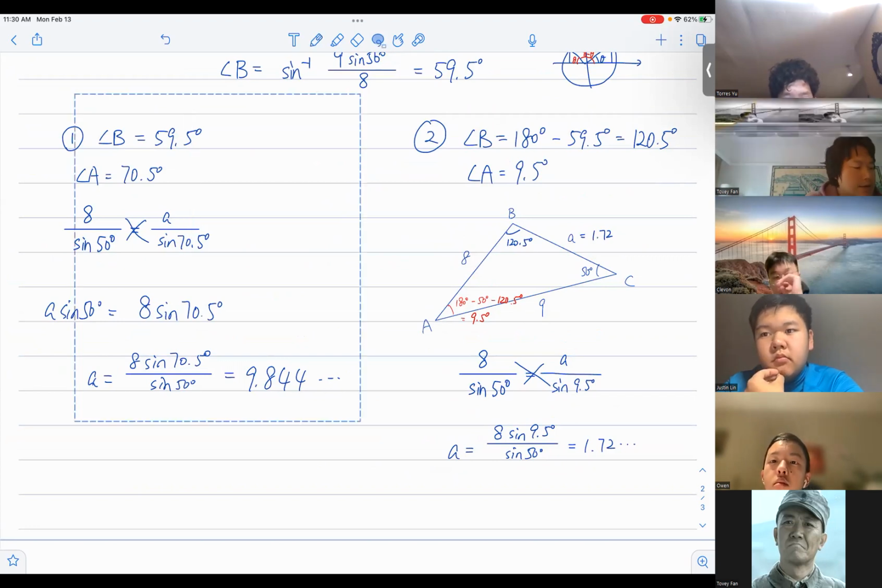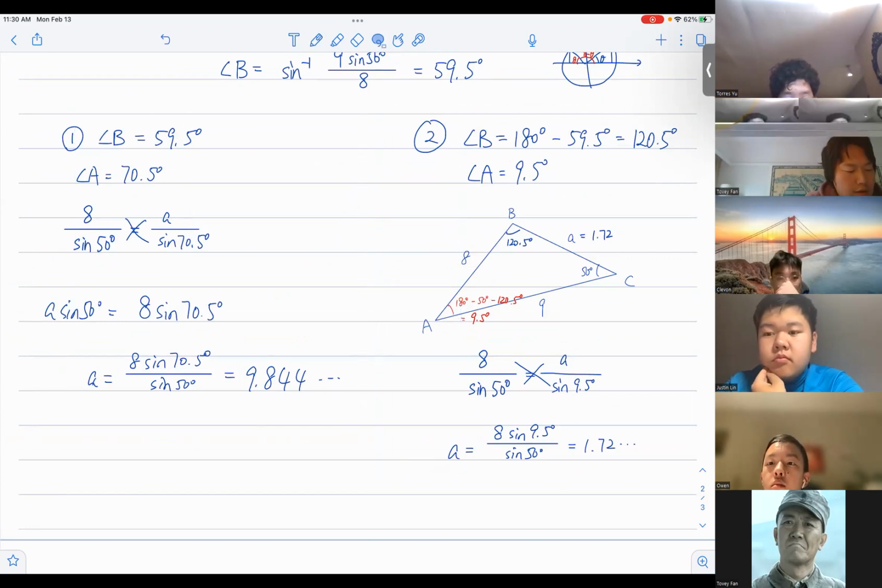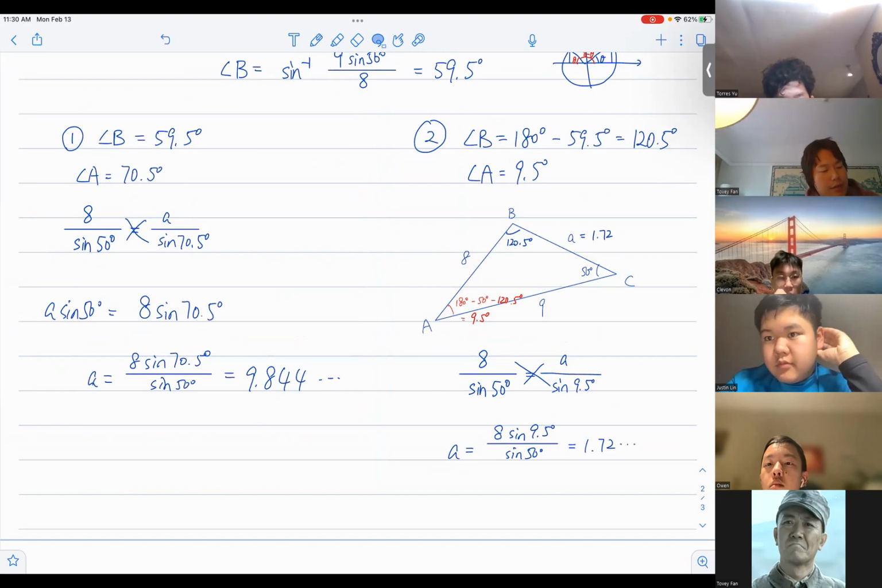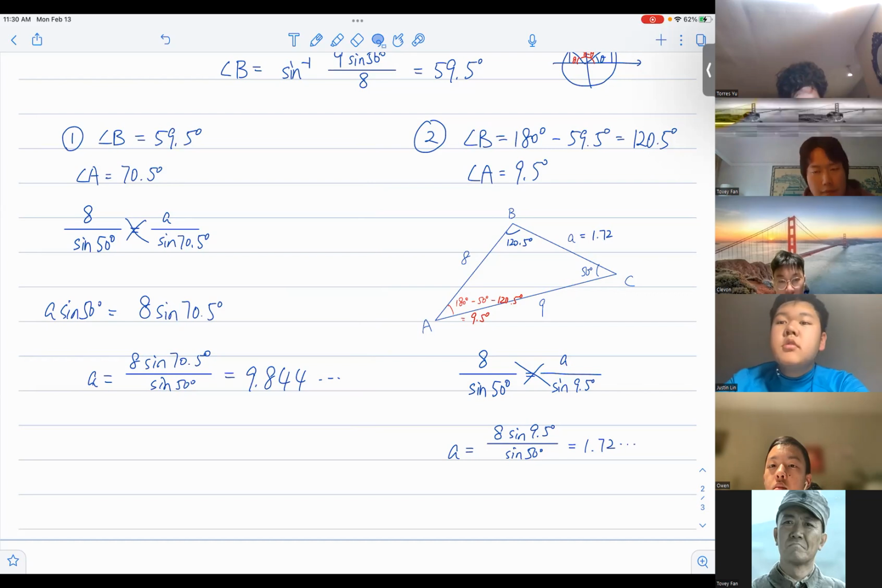Okay, and this is the ambiguous case. So you try both of them and see which one works. If both work, then you actually have two possible answers, or two possible triangles here. And it is possible that you have two possible triangles.